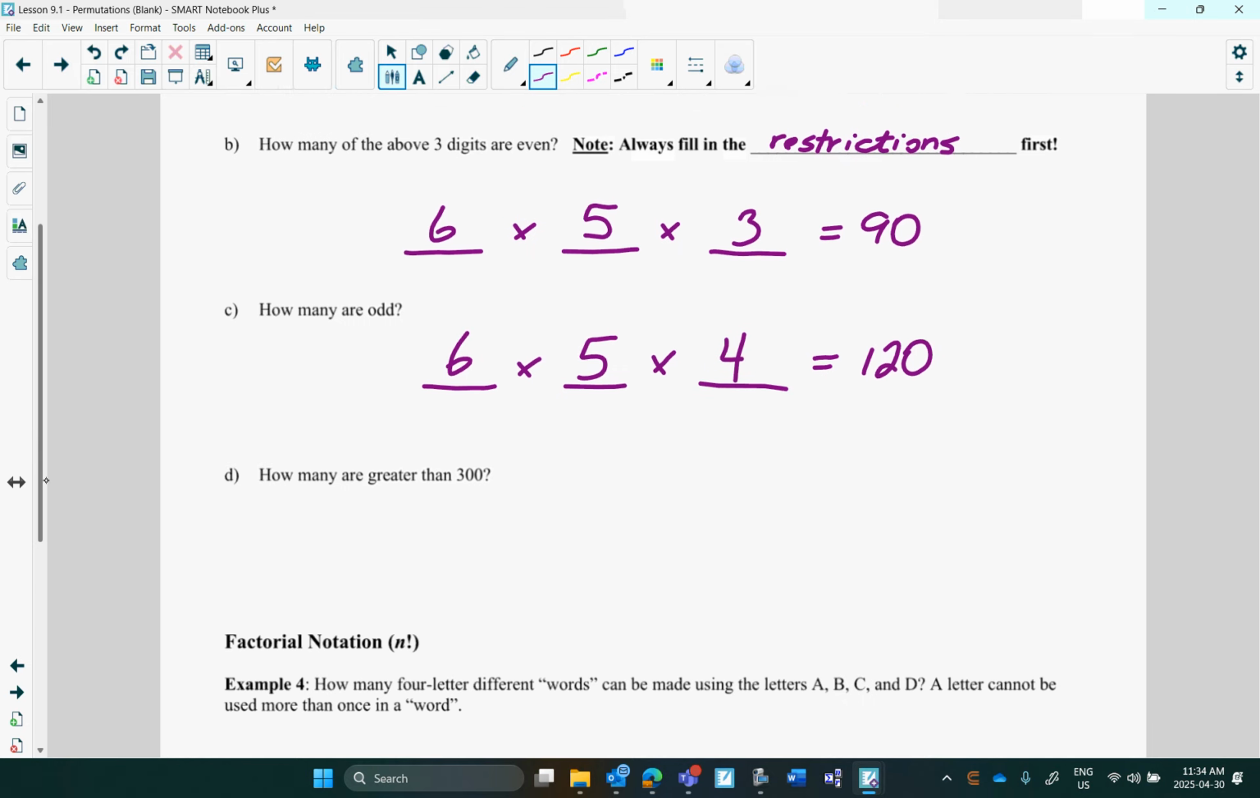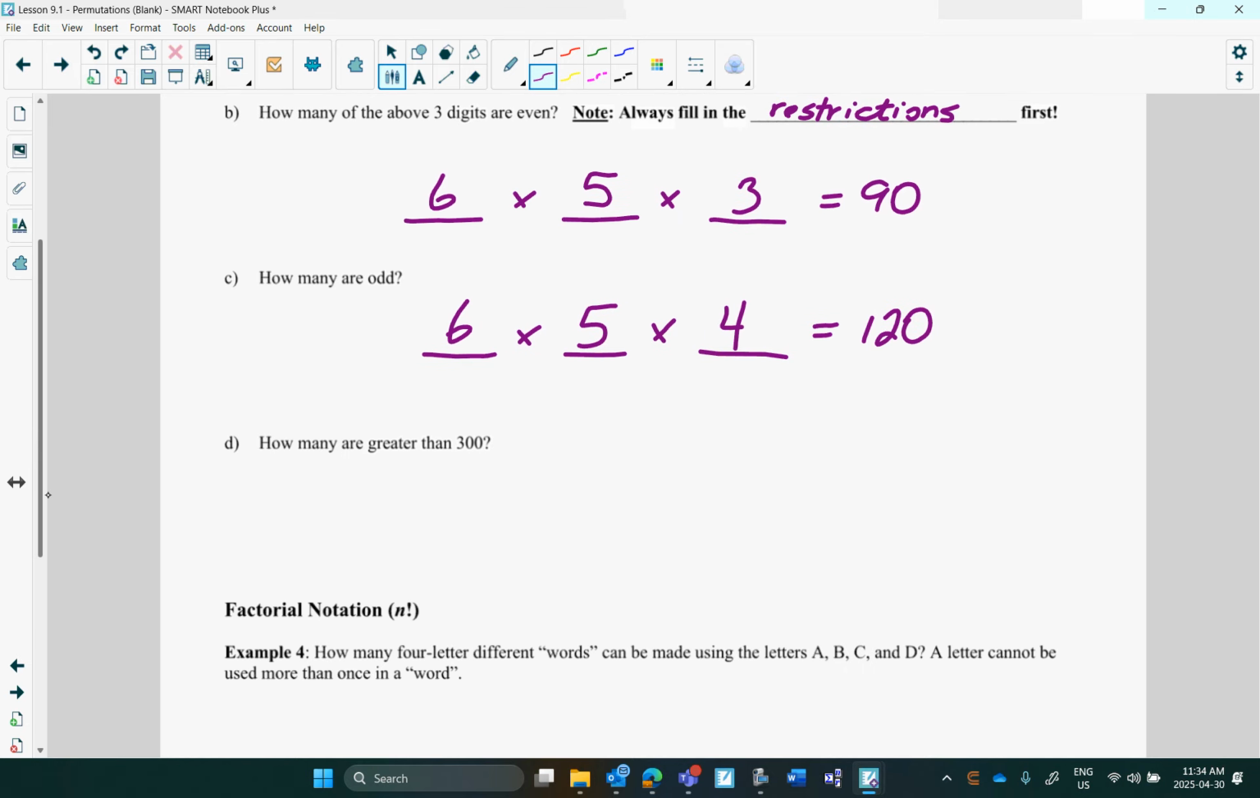How many numbers are greater than 300? So the restriction is here, isn't it? It has to be a 3, or what else could it be? It has to be greater than 300. It could be a 4, 5, 6, 7. So there's 5 possible choices.